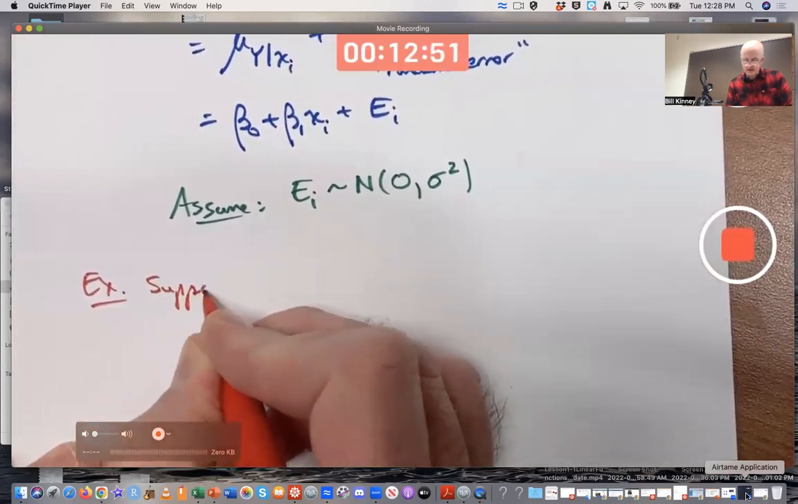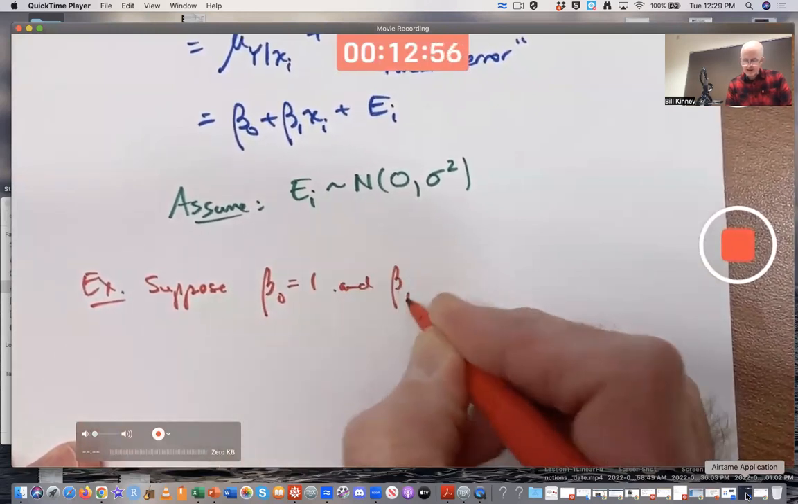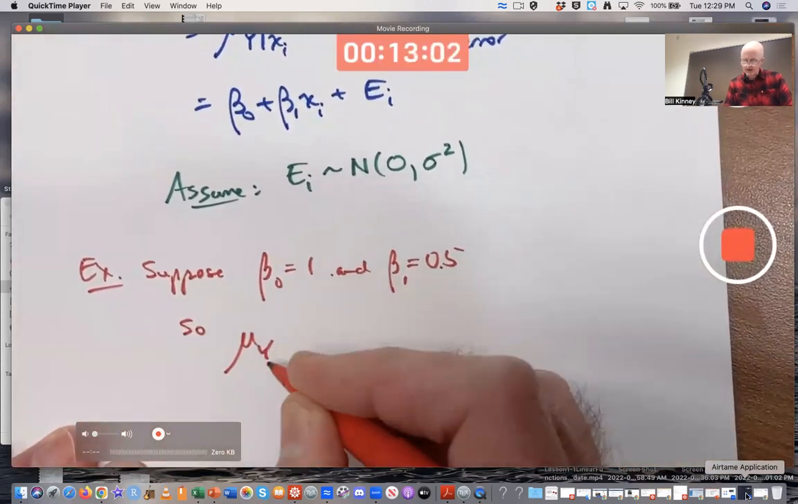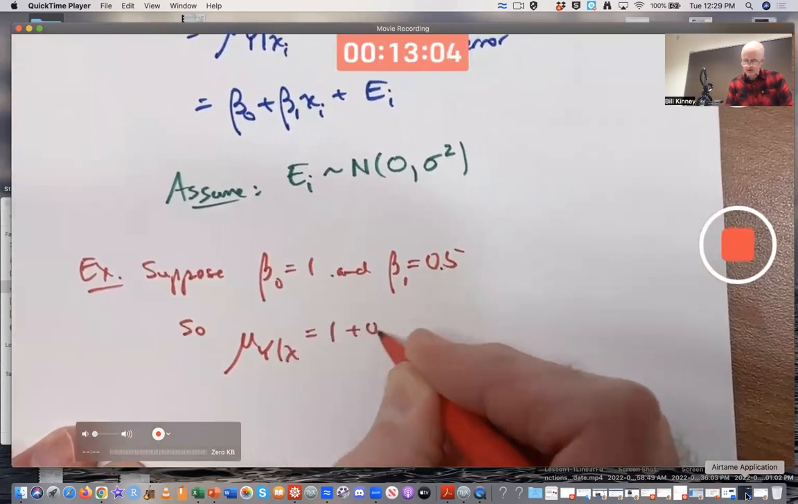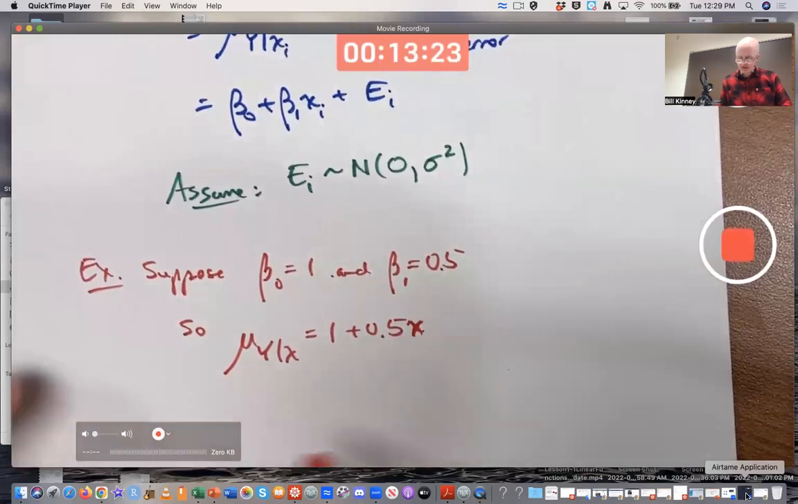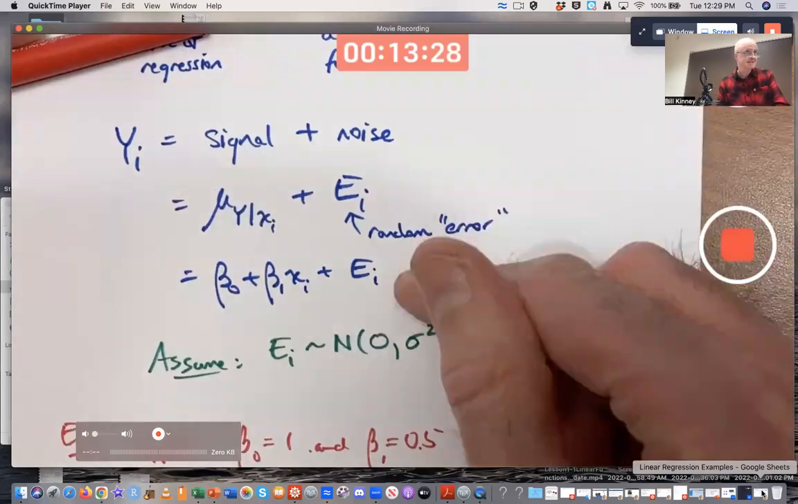suppose beta 0 is 1 and beta 1 is, say, 0.5. So mu of y given x is 1 plus 0.5x. That's the signal. That's the deterministic part of the model. The noise is the random part. Stochastic part is another word people use. So I'm going to use this equation, and I'm also going to use some randomness to simulate the e's.